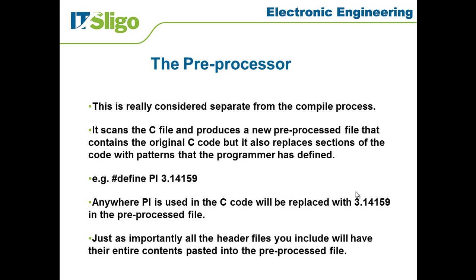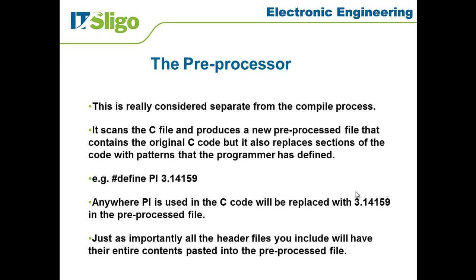I'll give an example here of a hash define where I've said pi, so capital P-I, and that's obviously for the number pi. And what I want as a text substitution there is the number 3.14159. And of course I could give it more digits as well, but we'll stop at that. Now, anywhere that pi is used in the C code, it will be replaced with 3.14159. So that'll be directly pasted in there in its place. So pi will no longer appear in the pre-processed file. What will appear is the actual number 3.14159.